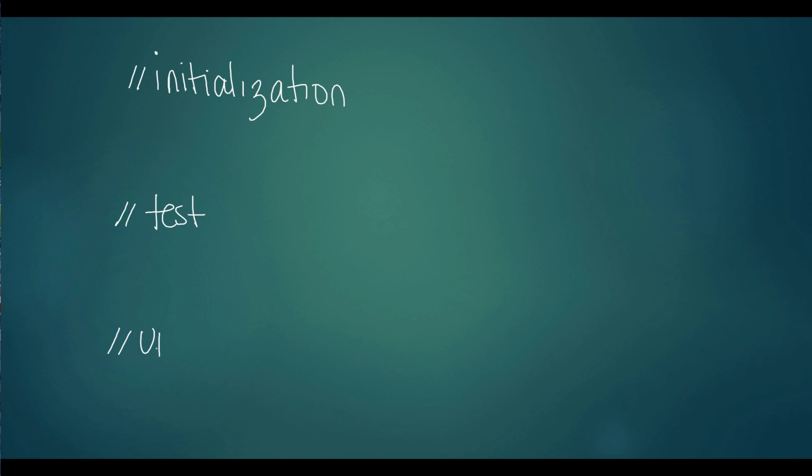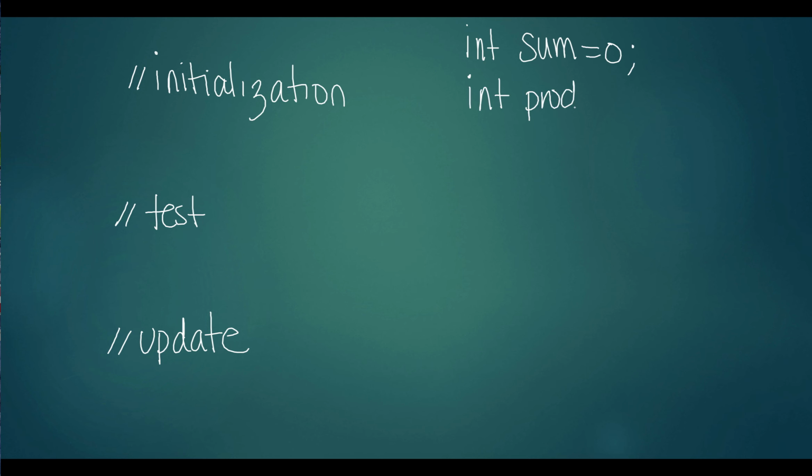So we have our three things. We have to do initialization, and we have to test, and we have to update. So I'm going to choose to use a while loop to do this. So we have our variables. We're going to be calculating a sum and initializing it to 0. We're going to be calculating a product and initializing it to 1.